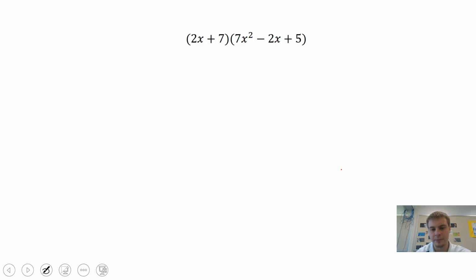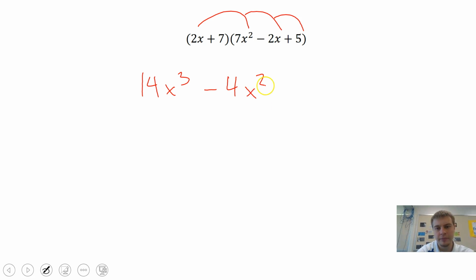Let's try the next problem. So in this one, again, we can see that they're pressed up against each other, so that's multiplication. I'm going to multiply across the 2x, which will give me 14x to the 3rd minus 4x squared plus 10x. And now I'm going to multiply the 7 across.